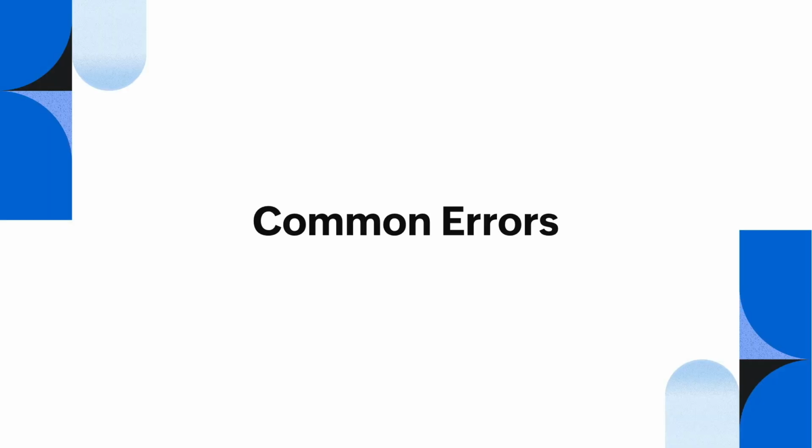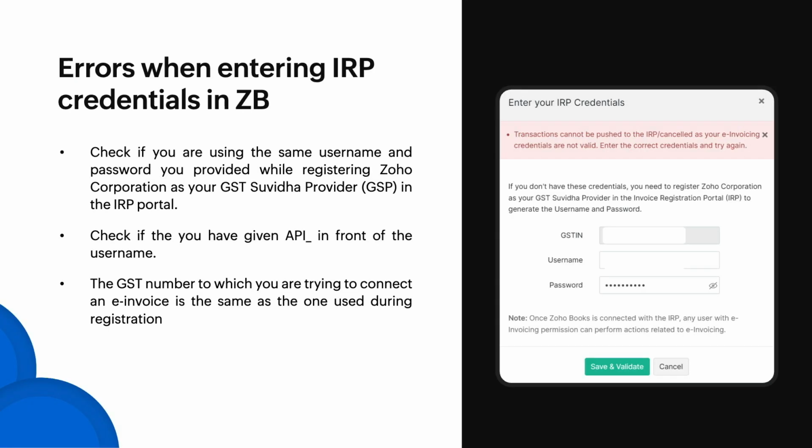So we have discussed so far the features and basics of e-invoicing. Now let us see the common errors which users face when they are raising e-invoices from Zoho Books. The first common error would be an error when entering your IRP credentials in Zoho Books. You might get an error that the credentials you are entering are wrong. As we have discussed earlier, the credentials that you enter in Zoho Books when you are enabling e-invoicing are not your login credentials of the IRP portal.